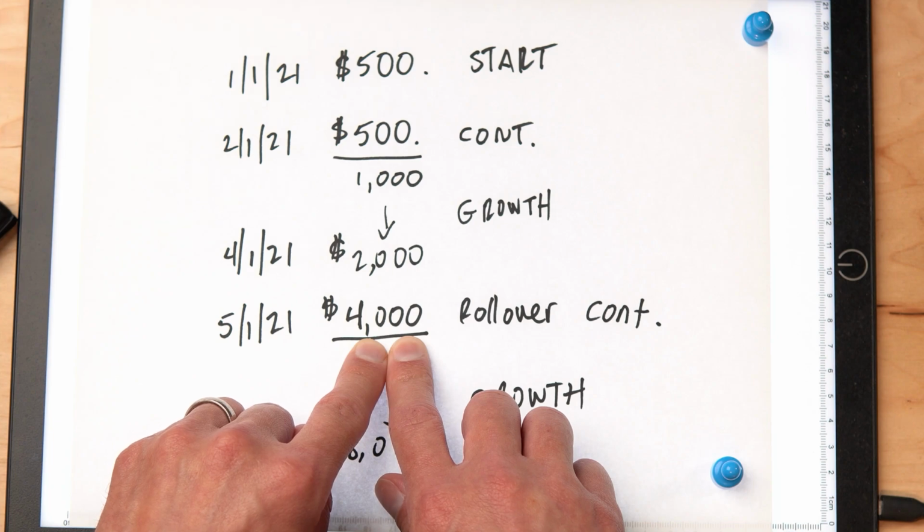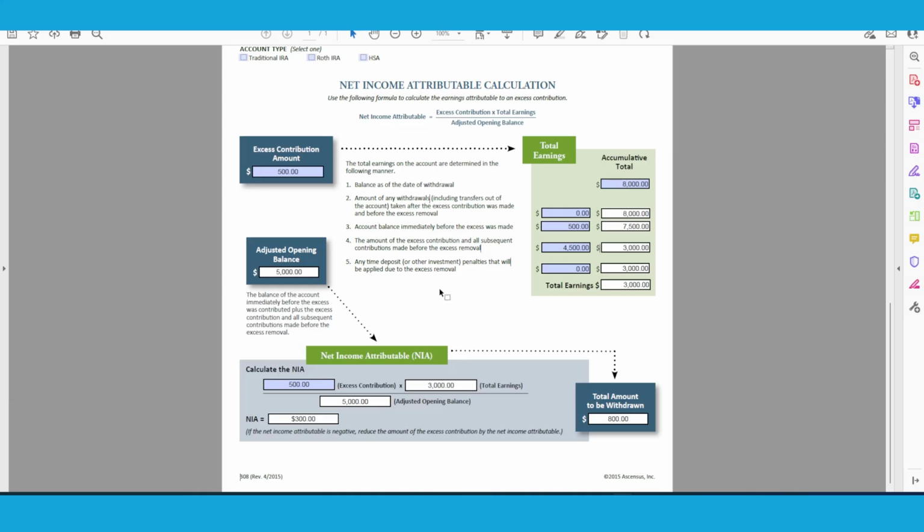So that's where we're getting $4,500. Now for number 5, any time deposit penalties that will be applied due to the excess removal, that is going to be 0. It's likely to be 0. Those are any penalties that you might have associated with things like a CD or an annuity, and those are the only 2 that come to mind.